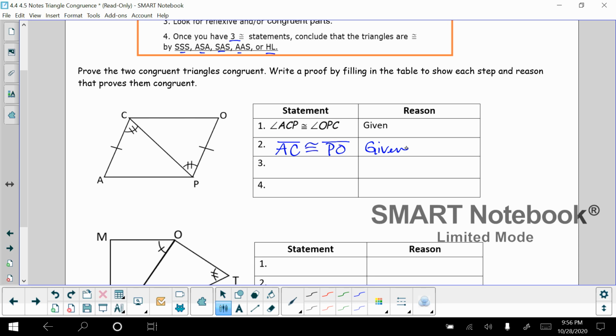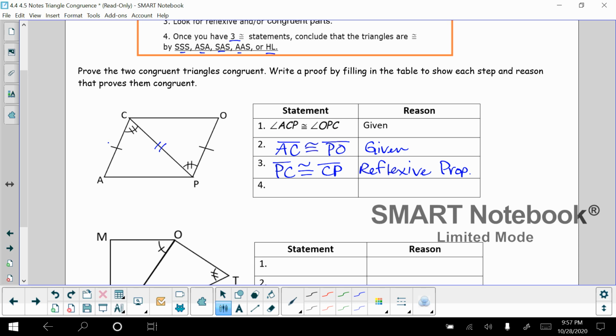Okay, now there's nothing else showing congruent, but you should mark this yourself. So PC is actually congruent to itself. Okay, you can reverse the letters if you want, doesn't matter, same thing. And this is called the reflexive property. Whenever you're saying something is congruent to itself, that's what you want to write, reflexive property. Okay, you can just write reflexive, that'll be fine. So now we have 3 parts.